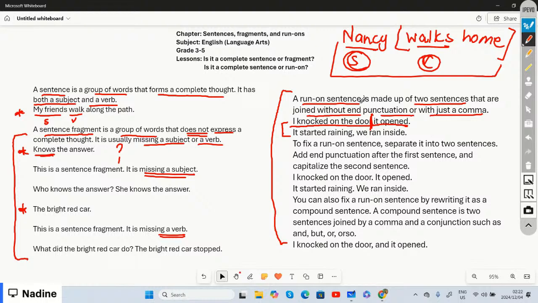But once again, just to recap, we said a sentence is a group of words that forms a complete thought and it has both a subject and a verb. And then the sentence fragment is a group of words that does not express a complete thought, and it usually is missing either a subject or a verb.